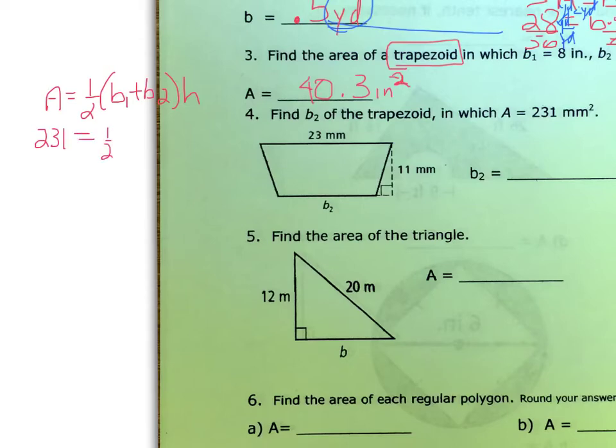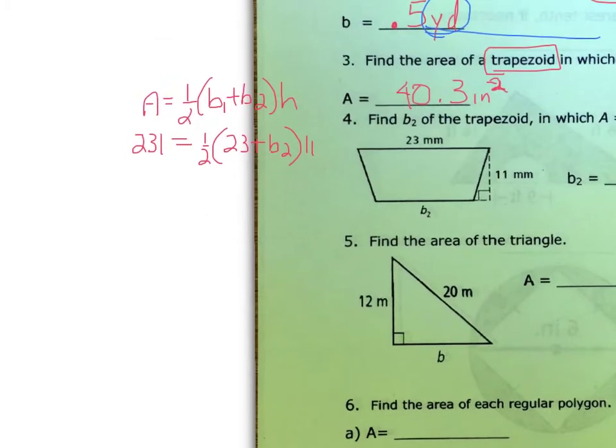It's 1/2. Base 1 is 23. Base 2, we don't know, so we just leave it like that. And the height is 11. Now, this is just a basic Algebra 1 problem. What would you do to solve for b sub 2 first? You can distribute, or you can multiply the 11 by 1/2, and that would be a decimal number. So what is 1/2 of 11? 5.5.